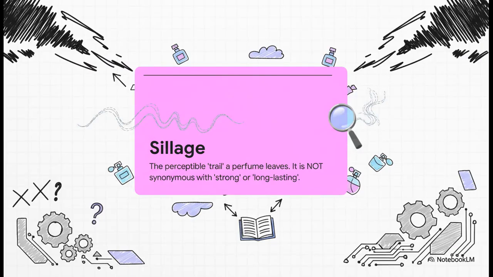And it's not just about these complex if-then rules. That fourth layer, the glossary, is absolutely critical for preventing simple but major errors. Take a word like silage. You and I, and definitely a generalist AI, would probably just think that means strong or long-lasting. But that's wrong. Our anchor document defines it with technical precision. It's the trail a perfume leaves behind. Getting that right prevents the AI from making all kinds of common vibe-based mistakes.